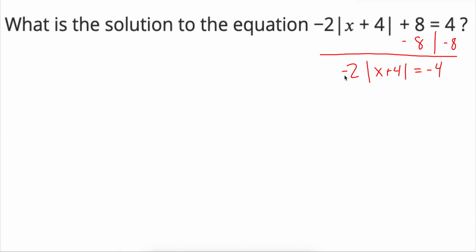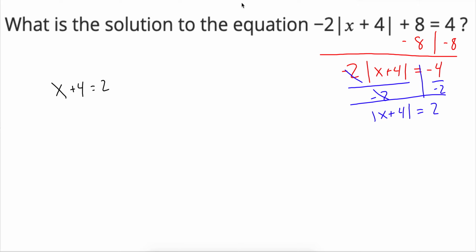Next step, got to get rid of this negative 2. I'm multiplying, so I'm going to divide instead. Those cancel. I'm left with the absolute value of x plus 4 equals negative 4 divided by negative 2 is just positive 2. Okay, so the absolute value of x plus 4 could equal 2. That means we could have x plus 4 equals 2, or x plus 4 equals negative 2. Let's solve.